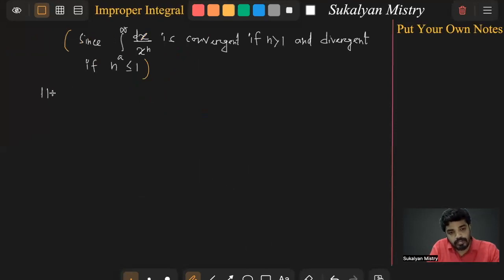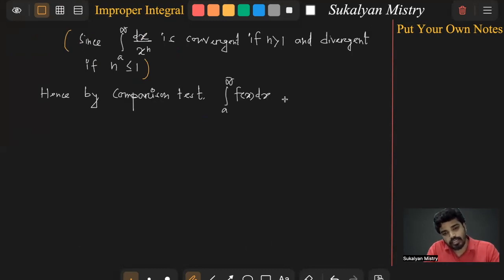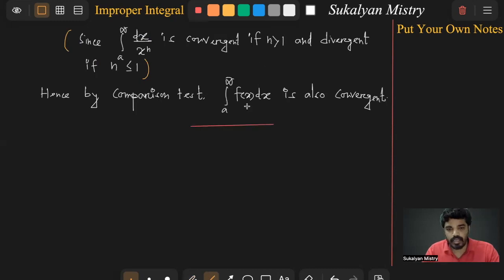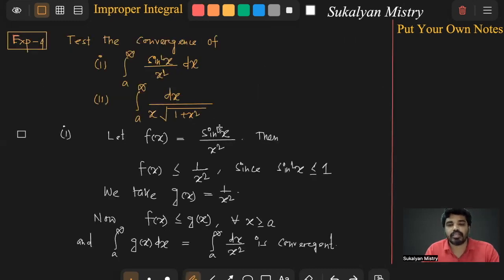So hence by comparison test, integration a to infinity f(x) dx is also convergent. Clear? f(x) dx means this, a to infinity f(x). What is f(x)? f(x) is sin square x by x square. So a to infinity sin square x by x square dx is convergent.